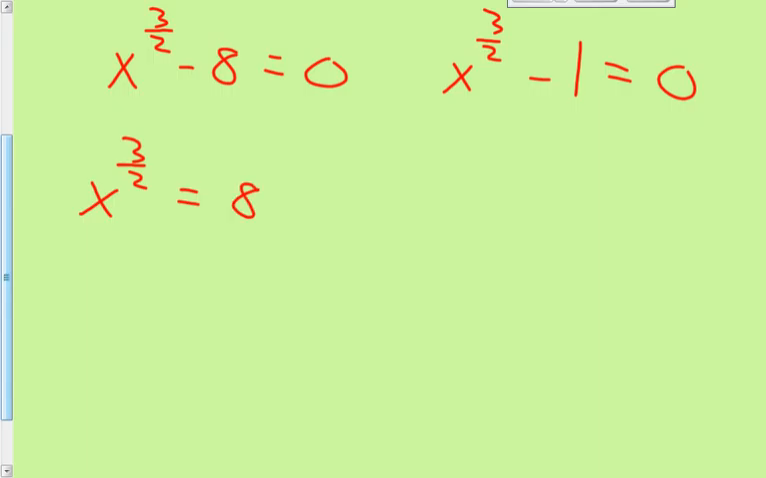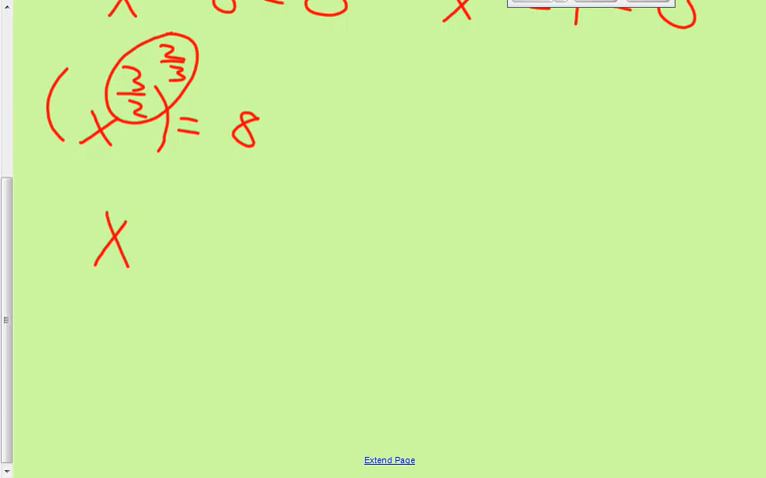Now, class, we want to get x all by itself. So what is the multiplicative identity of 3/2? You simply multiply by the reciprocal, which is 2/3. 3/2 times 2/3, a power raised to a power. You multiply these, and you get 6/6, which is the same thing as x raised to the first. What you do to the left, you must do to the right. So raise 8 to the 2/3 power. You can do that in your calculator, or you can do that in your head.